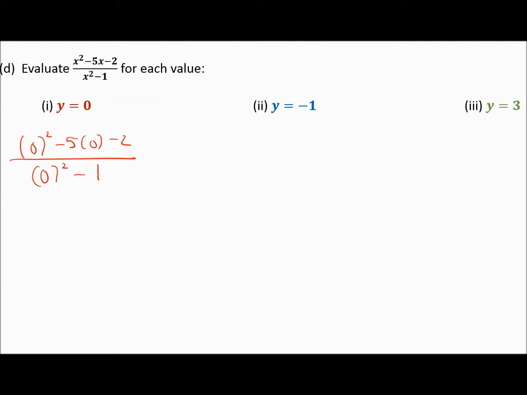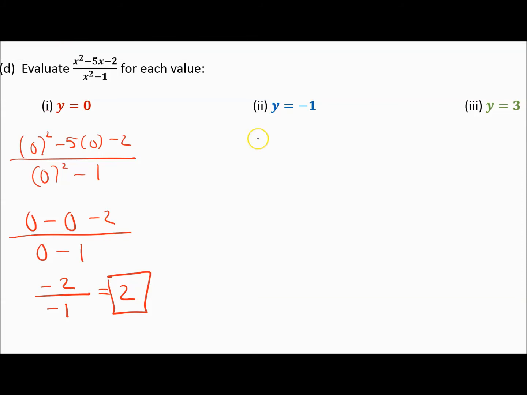Then I perform order of operations. I'm looking at the numerator completely separate from the denominator. In the numerator, I need to do exponents first. So 0 times 0 is 0. Minus, I can go ahead and multiply. 5 times 0 is 0, subtract 2. In the denominator, 0 squared, or 0 times 0 is 0, subtract 1. Back to the numerator, 0 minus 0 is 0, minus 2 is negative 2, divided by negative 1, which gives me a positive 2 as my result.